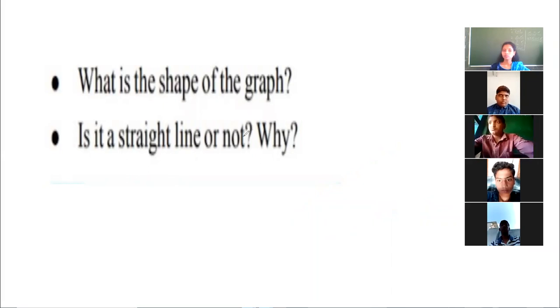Teacher, it is not a straight line because the time and the distance are not in uniform motion. Yeah, very good. Here we will not get a straight line, because here the person covers unequal distance in equal intervals of time. So here unequal distance. This is not equal distance. So we will not get a straight line path.